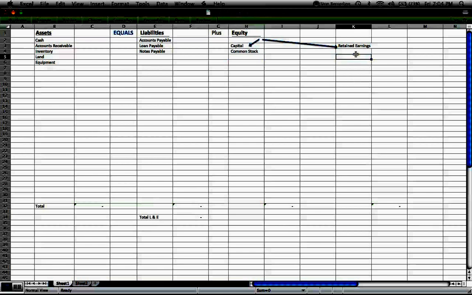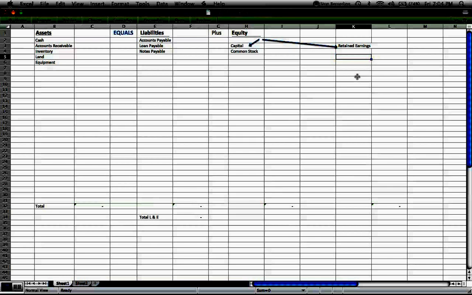Retained earnings is almost self-descriptive. It is the earnings that a company has made and has retained. So when a company makes money, oftentimes that money gets distributed to the owners. That is called a dividend.